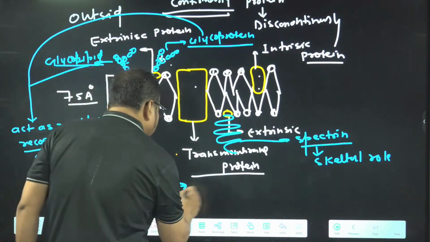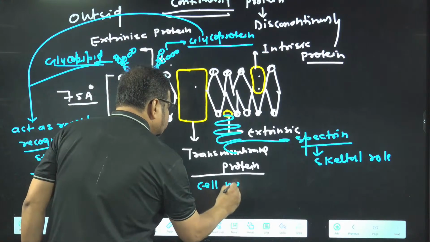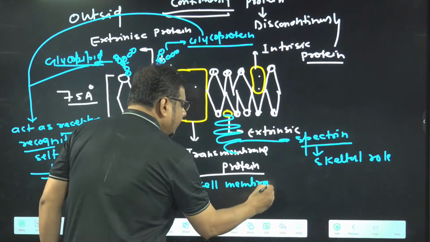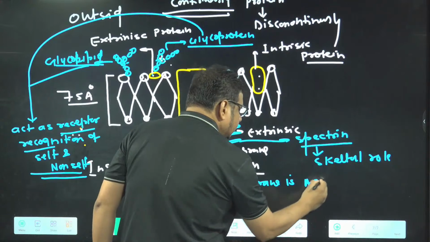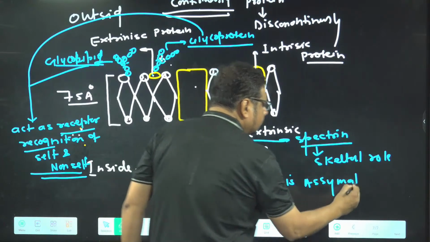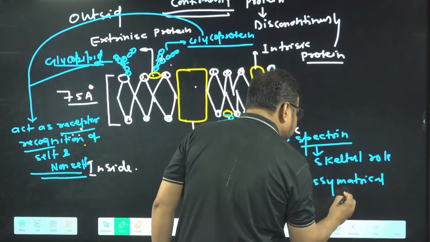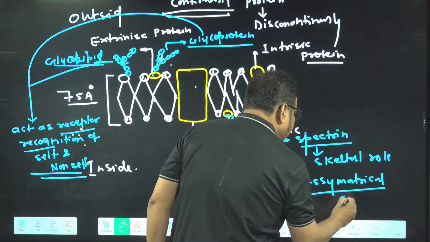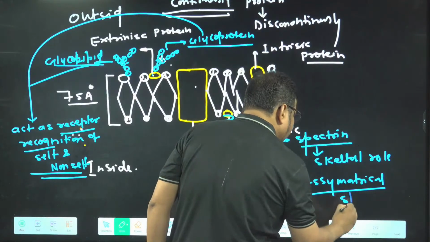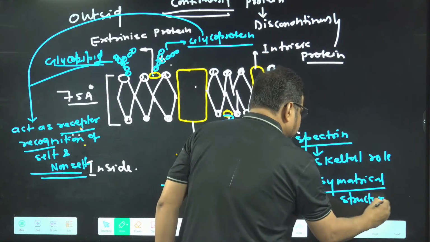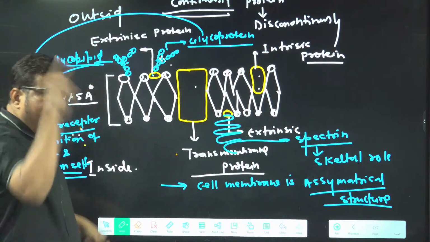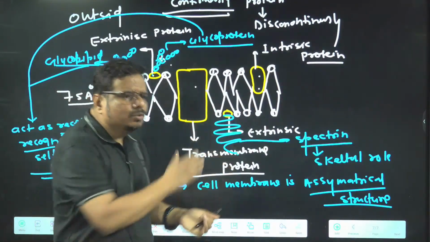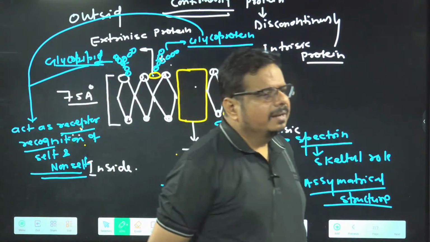That is the reason we call the cell membrane an asymmetrical structure. Asymmetrical means it does not have symmetry. Why is it asymmetrical? You can say, sir, glycoprotein and glycolipid are always present toward the outside, never inside, and spectrin is always toward the inside. Understanding the idea?